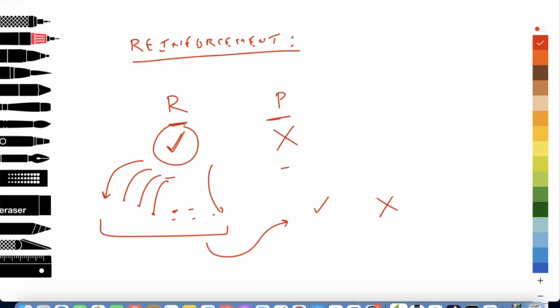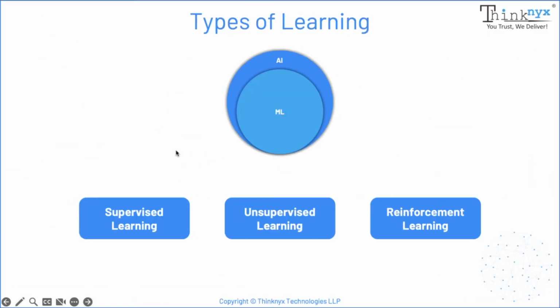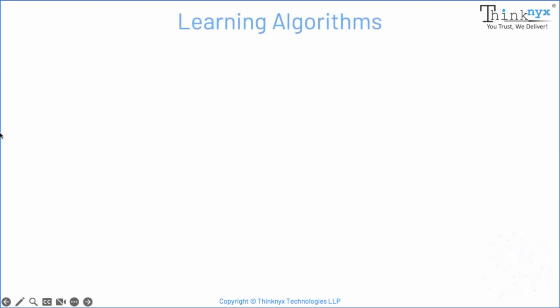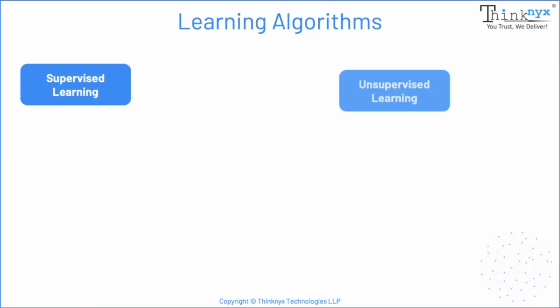Majority of the time in the ML ecosystem, you will come across supervised and unsupervised learning types, but there is reinforcement learning as well. Now, these are types of learning. Using these types of learning, we build models and algorithms. Now, I hope that should be next. Yes, learning algorithms. Now we know supervised, we know unsupervised.